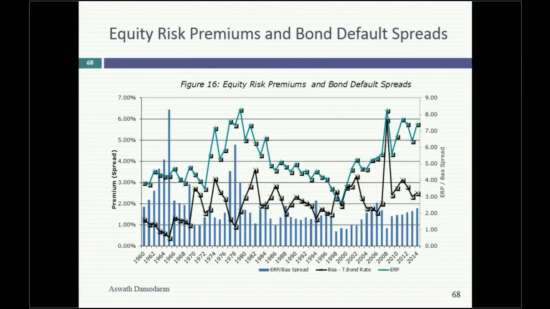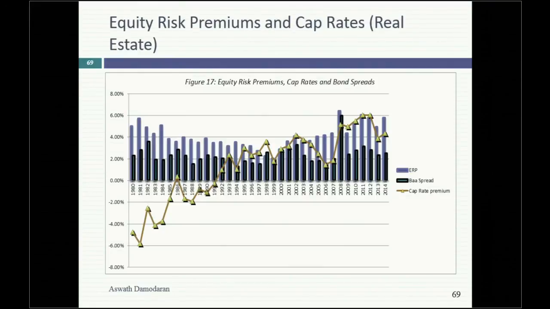You subtract out the risk-free rate from a cap rate. You know what you get? You get a real estate risk premium. So let's bring that into the graph as well. So this graph, here's what you have. You have the equity risk premium. You have the BAA rated default spread, and you have the difference between the cap rate and the risk-free rate as a measure of the real estate risk premium.